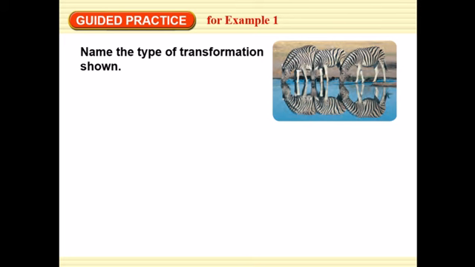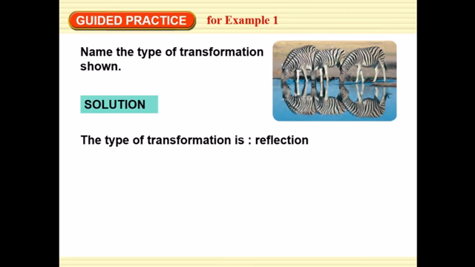Okay, so let's check out our guided practice. Name the type of transformation shown. I've got a couple of zebras drinking some water. What would that be? And that is a reflection. Now, if you were thinking, well, I've got a zebra and then I've got another zebra right here, I feel like I also kind of see a translation, which is also called a shift. You've got your horizontal and your vertical shifts. Translations, I feel like that's acceptable as well.